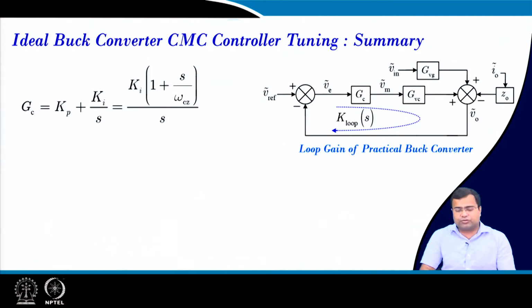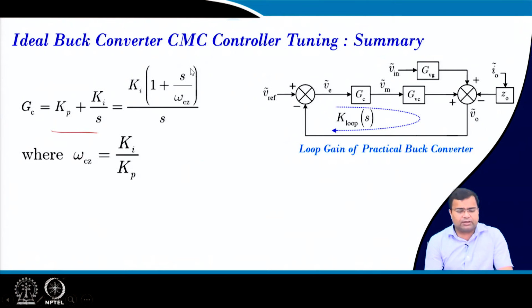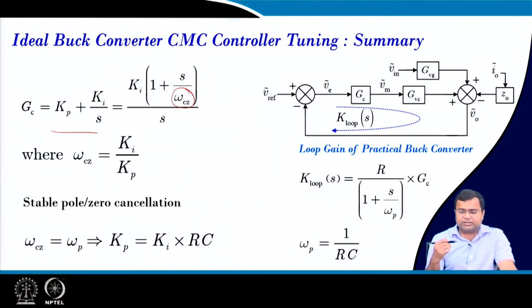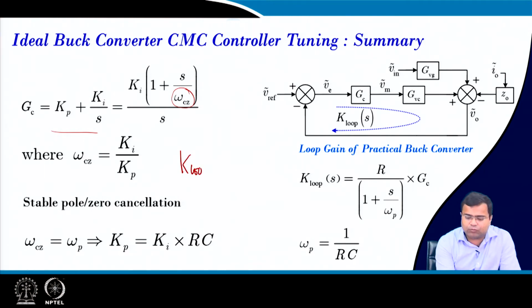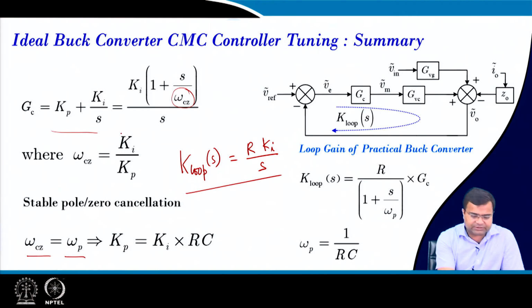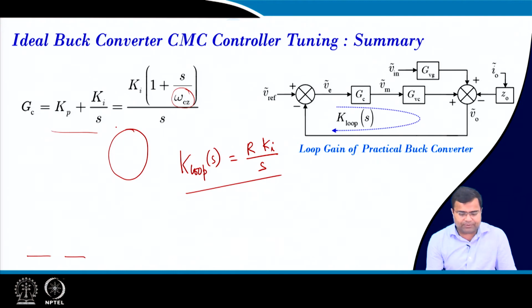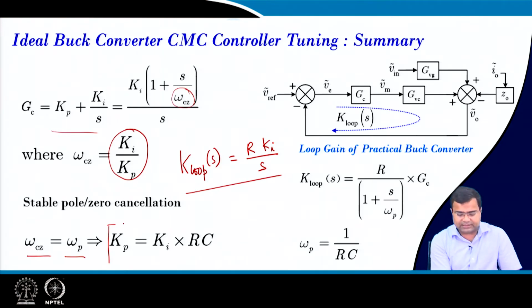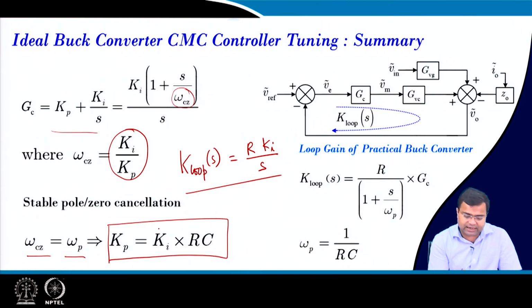Now we want to design a PI controller. A PI controller takes this form, where omega Cz, the controller zero, will be Ki by Kp, and we are now trying to shape the loop. By means of stable pole zero cancellation, the loop transfer function will be something like R Ki by s, where omega Cz is placed in coincidence with the plant pole omega p. We can find this expression, and we know omega p from here, and since we are ignoring the effect of ESR, we can simply write this expression.